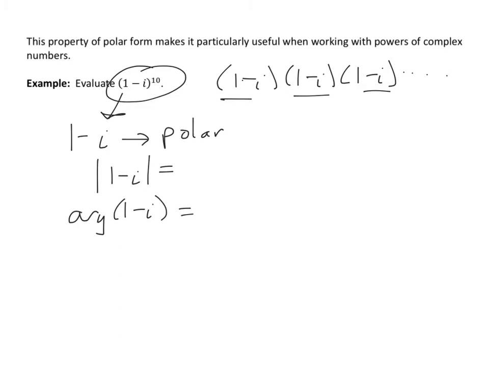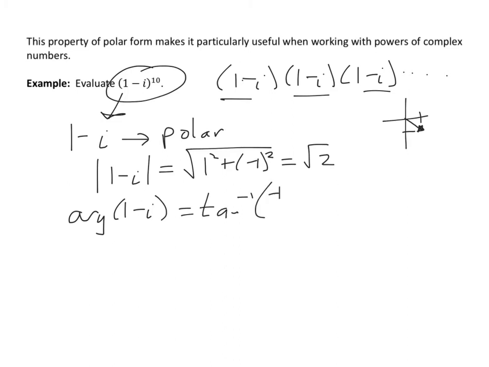Remember, the way that we've done this before is by thinking about the Argand diagram. 1 minus i is down here. And actually, I think we can see that this is a unit circle value, right? The magnitude of this thing is going to be the square root of 1 squared plus negative 1 squared. That's the square root of 2. The argument would technically be the inverse tangent of negative 1 over 1, but I think we can all see here that this is a 45-degree angle. This is just negative pi over 4.